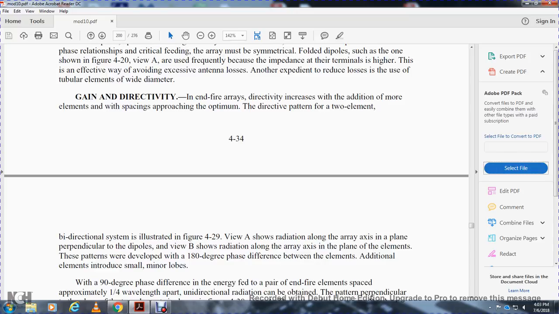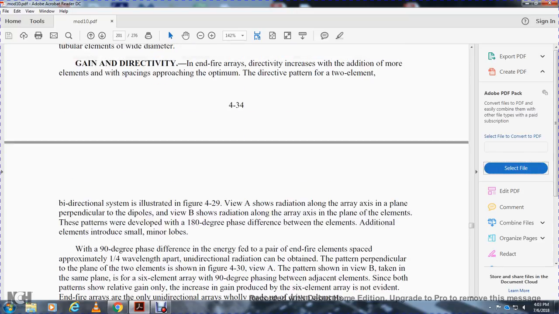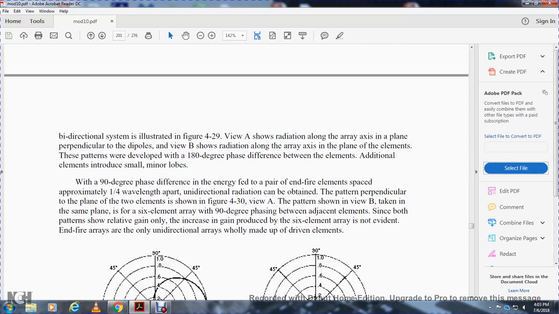The directivity pattern with two elements is a bidirectional system, illustrated in figure 429 view A, which shows the radiation along the array axis in the plane perpendicular to the dipole. View B shows the radiation along the array axis in the plane of the elements, a pattern developed with a 180 degree phase difference between the elements, and additional elements introduce smaller minor lobes. A 90 degree phase difference for the energy of the pair, with the end fire spacing of approximately 1/4 length of the wave.